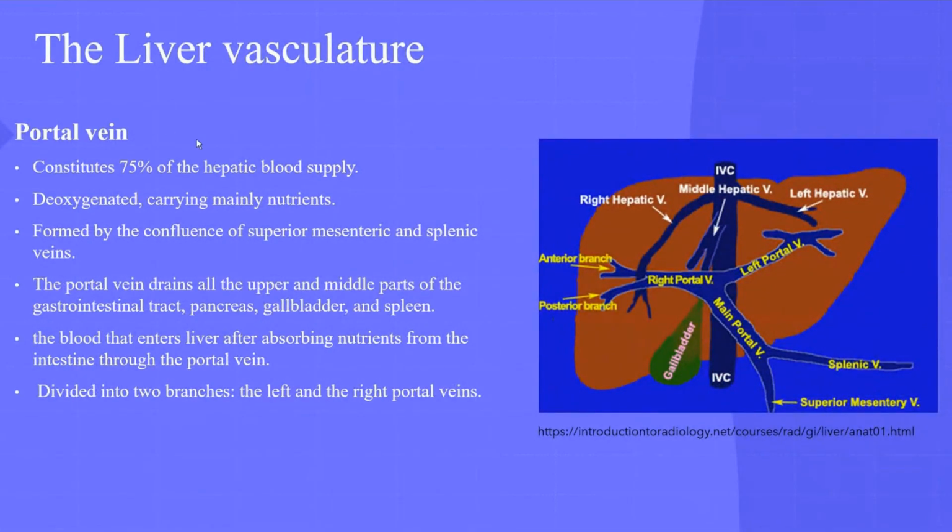So we are talking about the liver vessel anatomies. First will be the portal vein, which constitutes 75% of the hepatic blood supply. It is deoxygenated blood carrying mainly nutrients. It's formed by the confluence of the superior mesenteric and splenic veins. The portal vein drains the upper and mid part of the gastrointestinal tract, pancreas, gallbladder, and spleen. The blood enters the liver after absorbing the nutrients from the intestine through the portal vein.